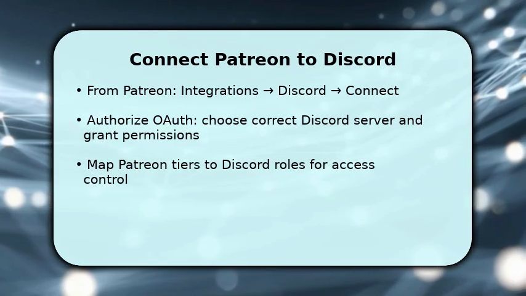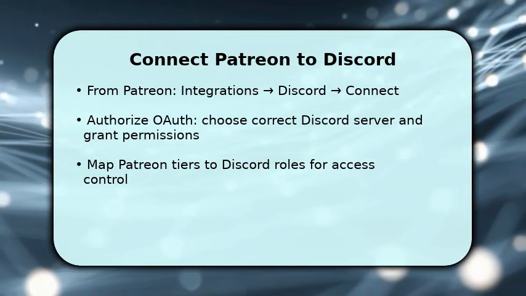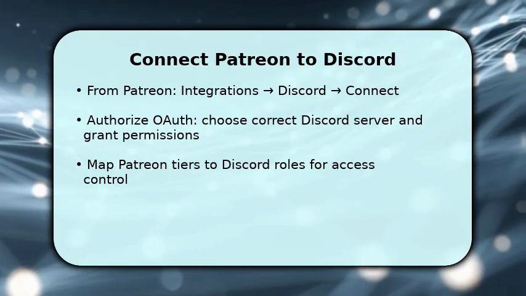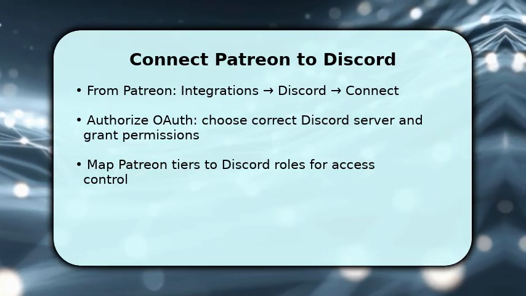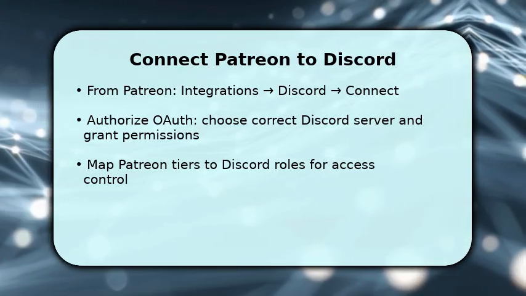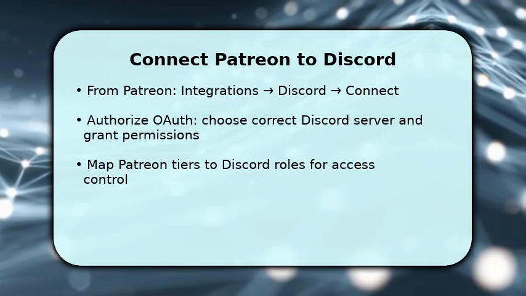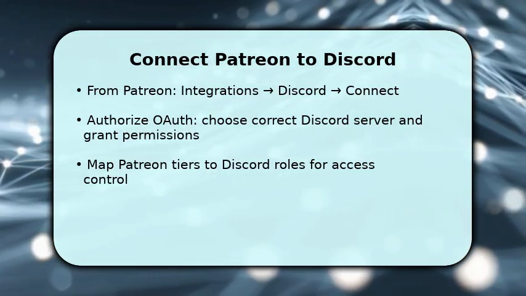Now perform the actual connection. In Patreon, open Integrations, click Discord, then choose Connect. Patreon will initiate an OAuth flow. When prompted, select the exact Discord server and grant the requested permissions: manage roles and read member info, so Patreon can assign roles automatically.